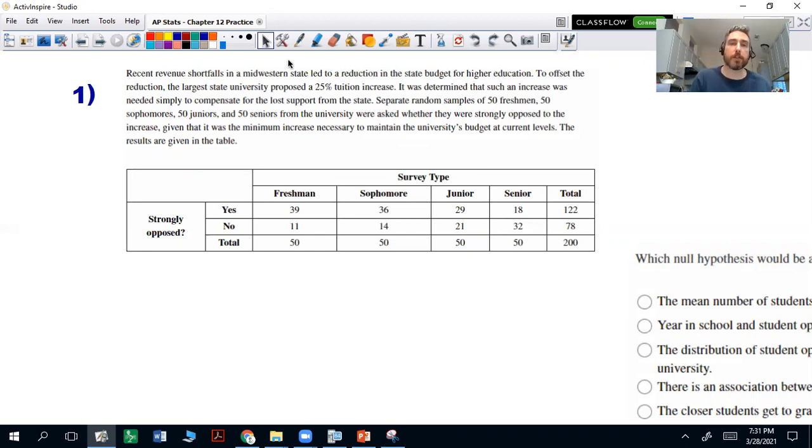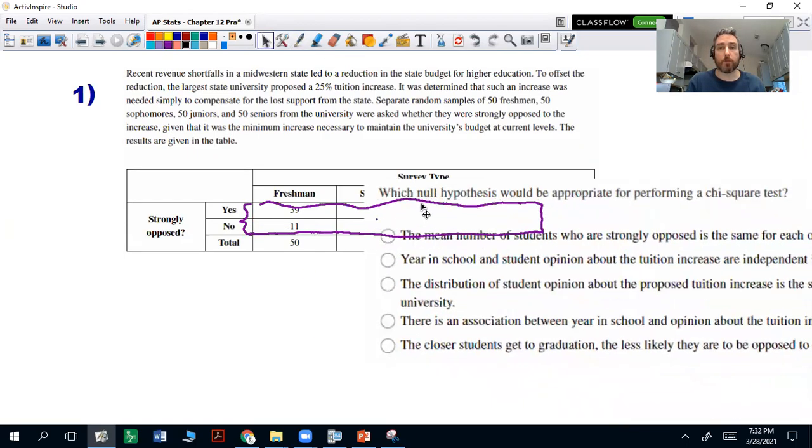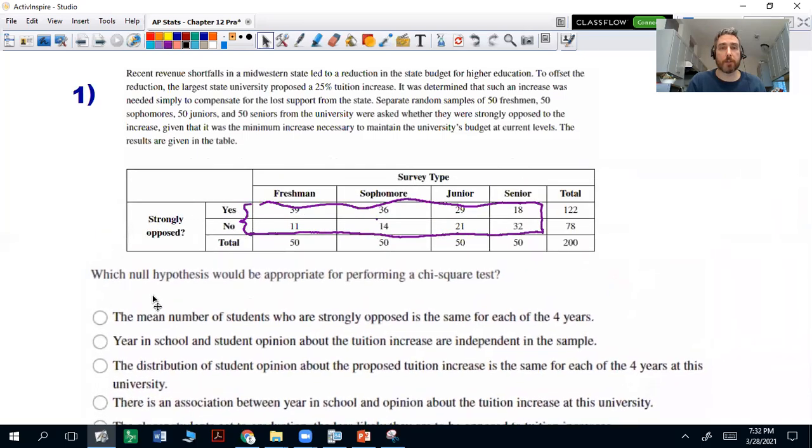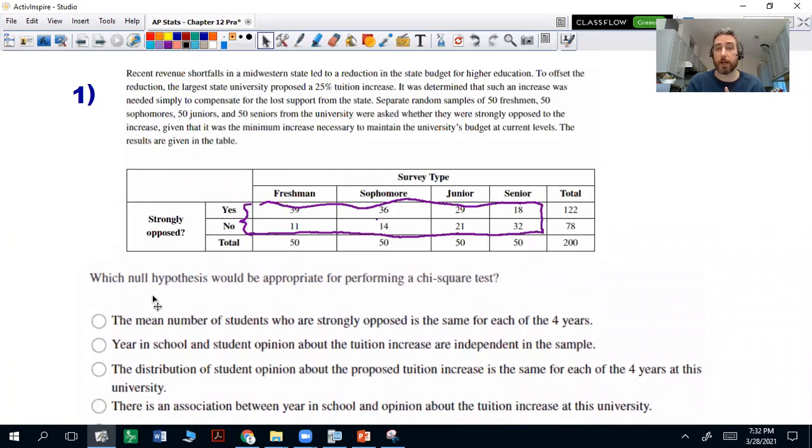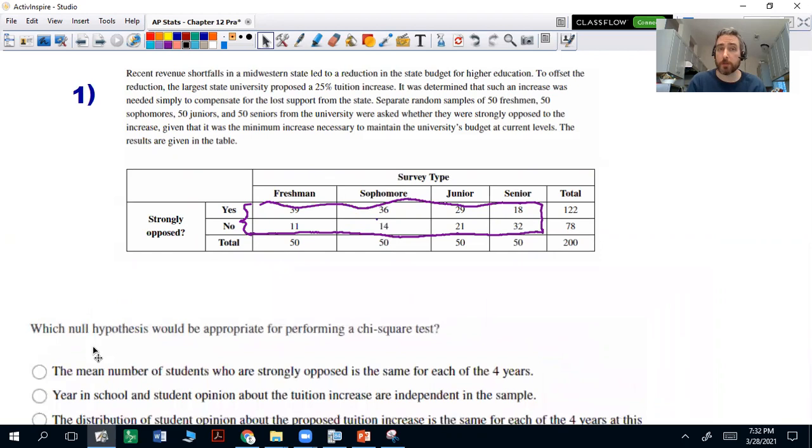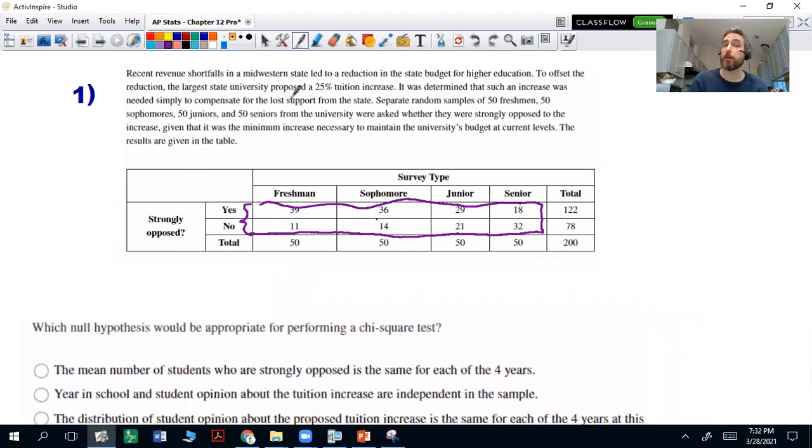Our table below is talking about two categories. Basically, are you opposed, yes or no, and what is your grade level? So this is really a 2x4 table. The totals don't count in your row or column totals. Let's look at the question. Which null hypothesis would be appropriate for performing a chi-square test? In order to answer this question, first, you have to decide what chi-square test this would be.